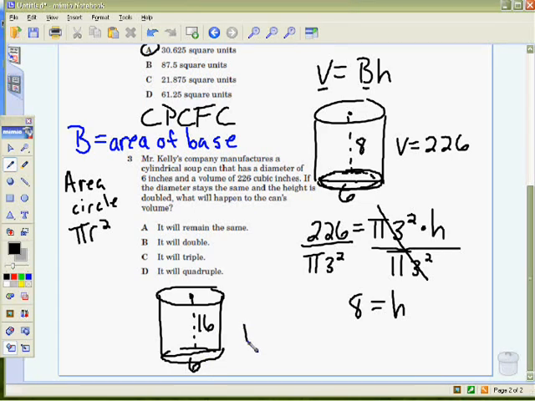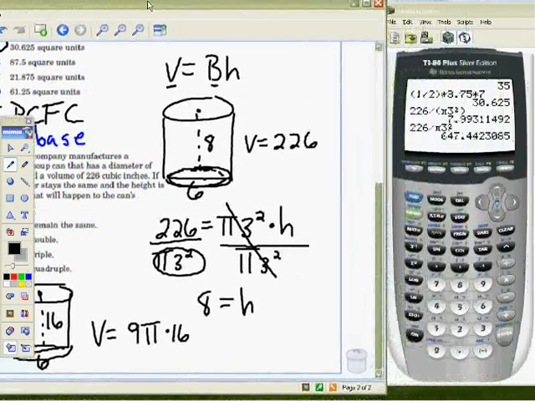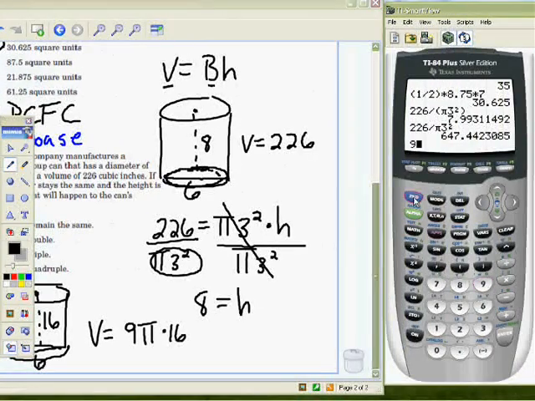Well, volume again is equal to big B, which is the area of the base, which we've determined was 9 pi, because the radius is 3 and the area of a circle is pi r squared, so it's the same as this. I've just simplified the 9 pi, times the height, which is 16. So 9 pi times 16 is equal to 452.4.